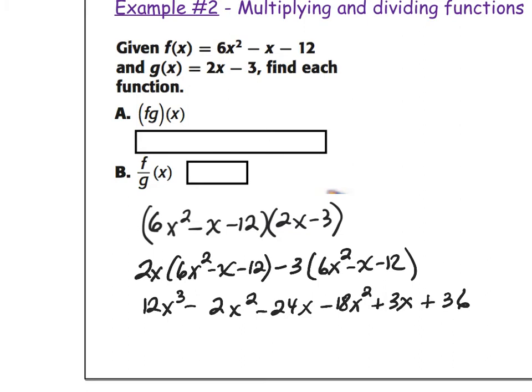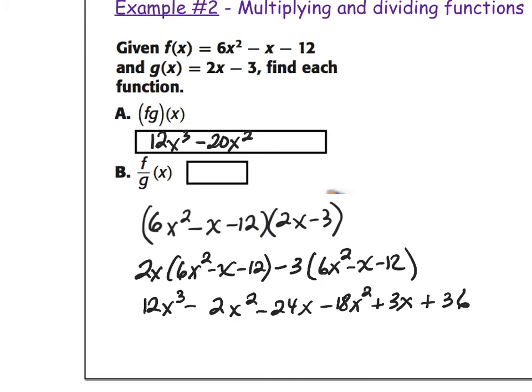I combine like terms, and there's nothing but a 12x cubed. There's no other cube terms here, so I'm done with that one. I got two x squared terms, so I'm just going to combine those. That's negative 20x squared.